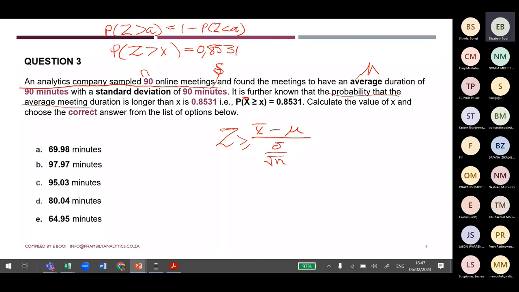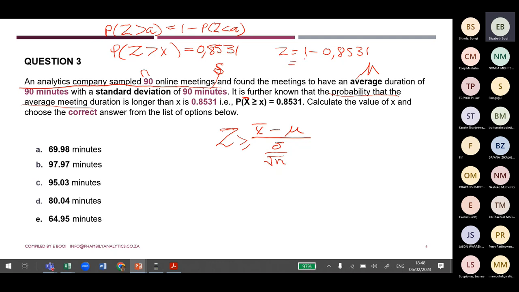The only way to find the Z value is to subtract this value from 1. So we're going to say our Z is 1 minus 0.8531, because for them to get to 0.8531, they would have subtracted the value they found on the table from 1. So we're doing a reverse engineer. We are looking for that Z value they used. So let's go find it.